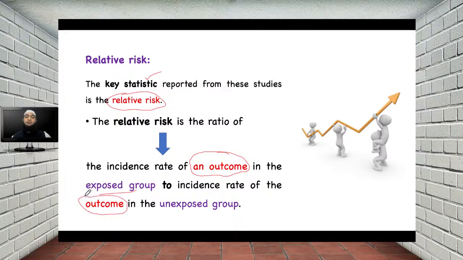Now how do you define it in terms of one exposure compared to another exposure? Because we have seen that in a cohort study you either compare an exposed group to an unexposed group, or you compare one exposure to another exposure. So if you want to define relative risk for another exposure, it is the incident rate of an outcome in one exposed group to the incident rate of the outcome in the other exposed group. Now what do you mean by incident rate of outcome?